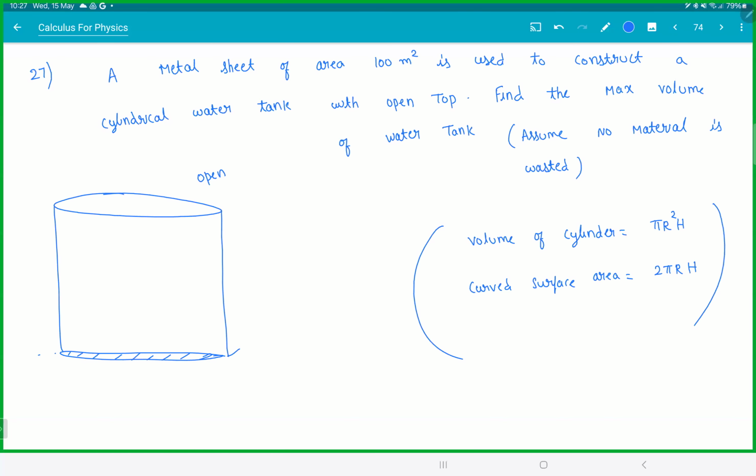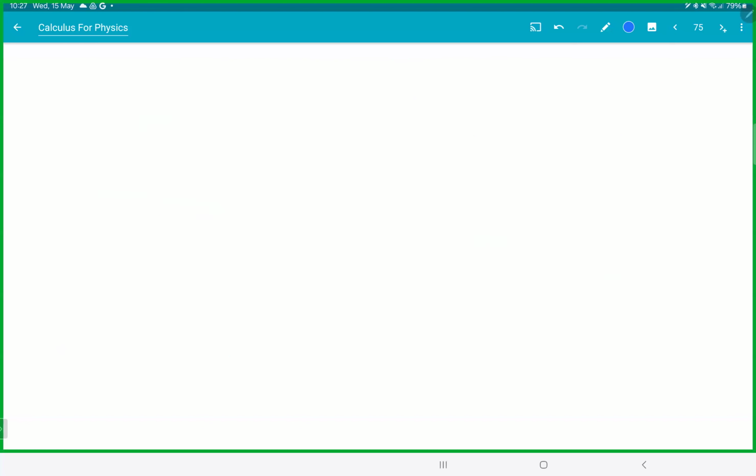Let's see how to do this thing then. So what did I give you here exactly? I gave you the surface area, the total area of the sheet. So let's make a cylinder here of radius r and height h.